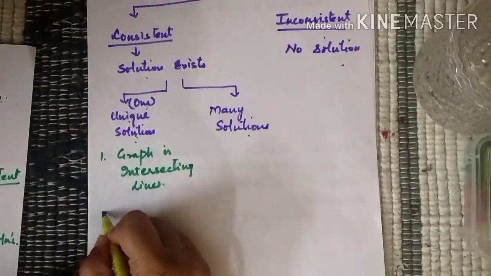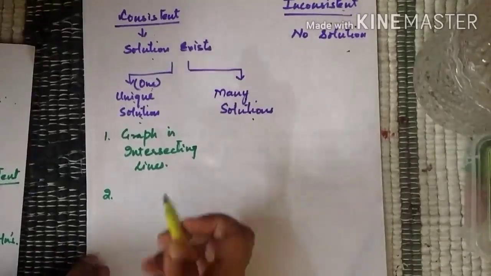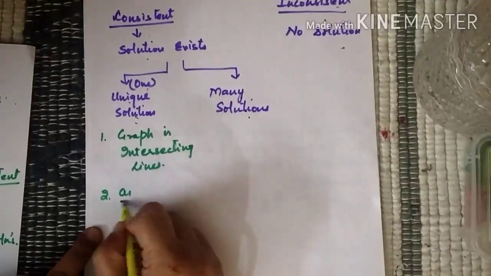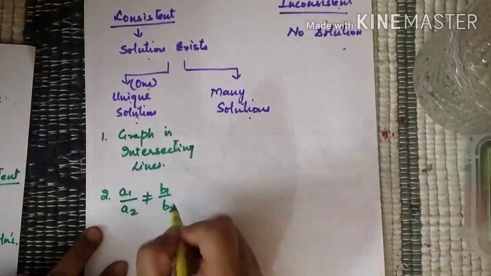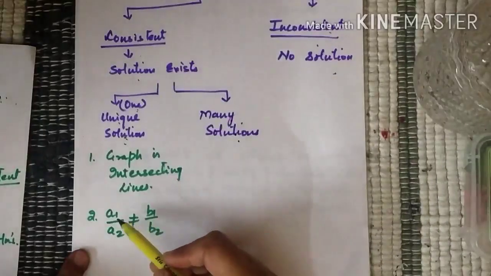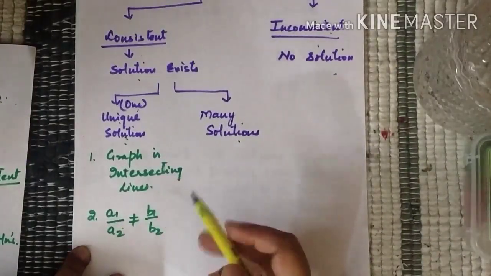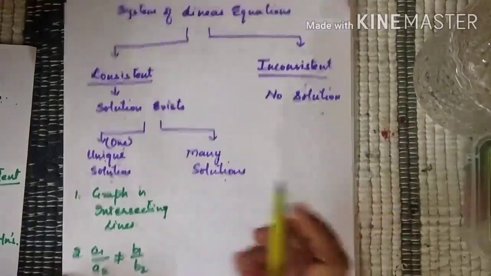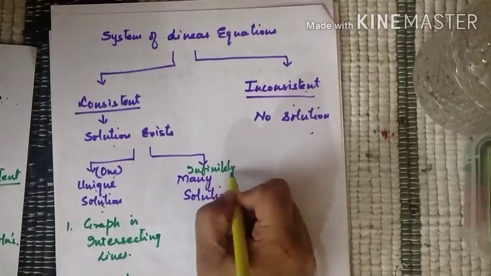And we have studied the consistency conditions also. In case of unique solution, the consistency condition is a1/a2 is not equal to b1/b2. The coefficients of x, that is a1 and a2, and the coefficients of y in both the equations, b1 and b2, are not equal. Many solutions, we call it infinitely many solutions.